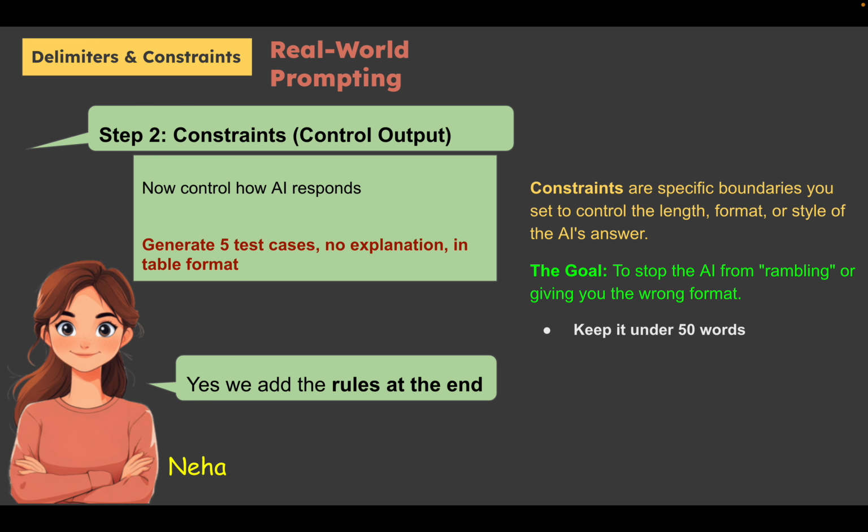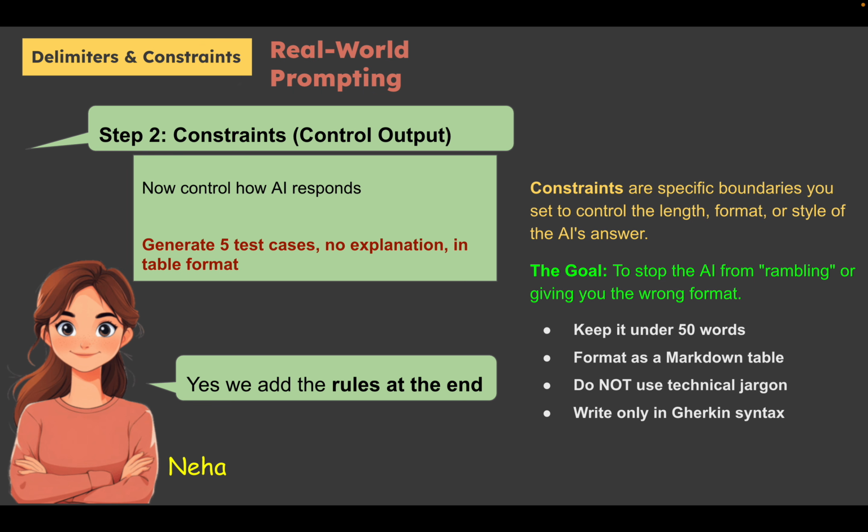So some examples of constraints can be keep it under 50 words, or format it as a markdown table, or do not use technical jargons, or give only Gherkin syntax. So you can try these, and you may already have used this without knowing it, but this is very, very powerful. It makes the output much cleaner and much useful.